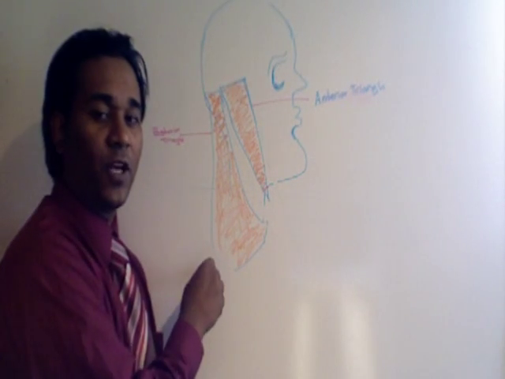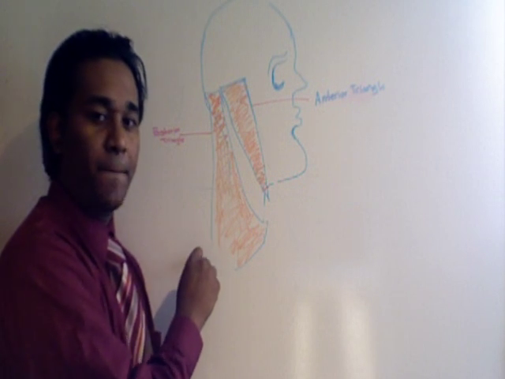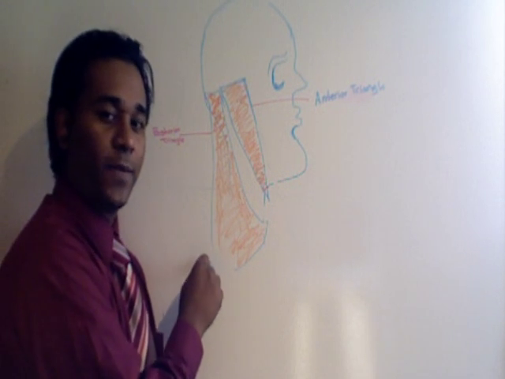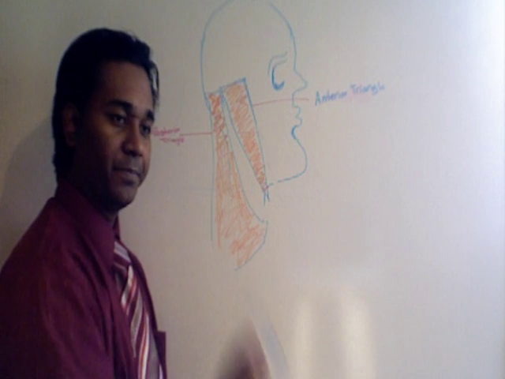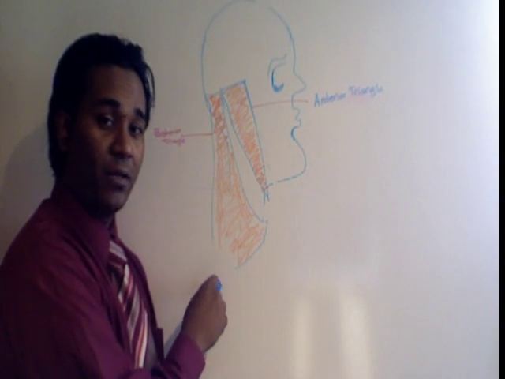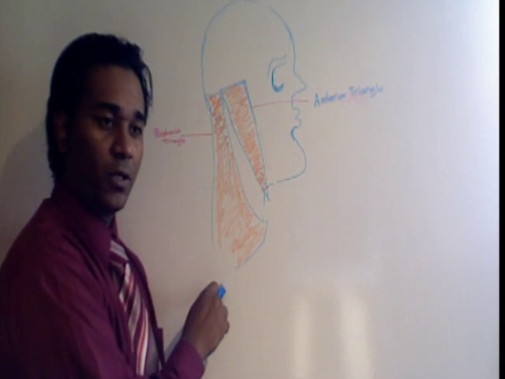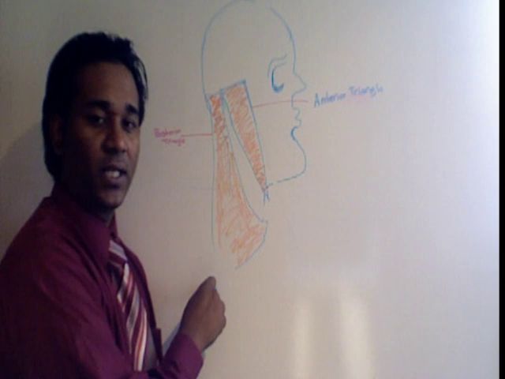The three trunks of the brachial plexus and the subclavian artery pass through the floor of the posterior triangle, which lies between the anterior and middle scalene, just under the clavicle before they enter the axilla.